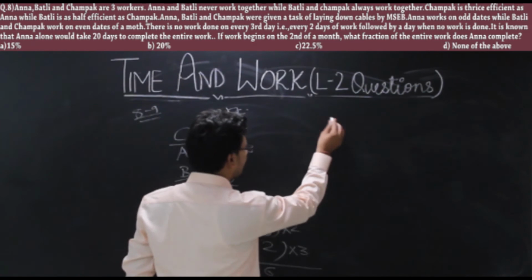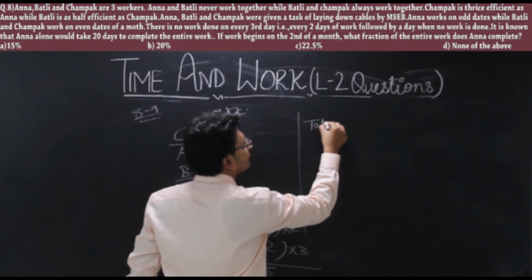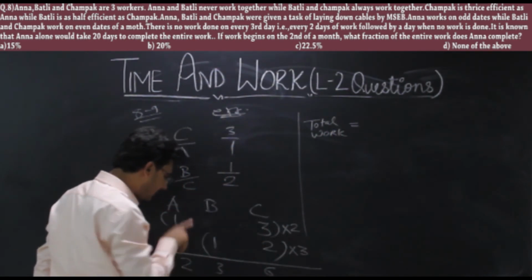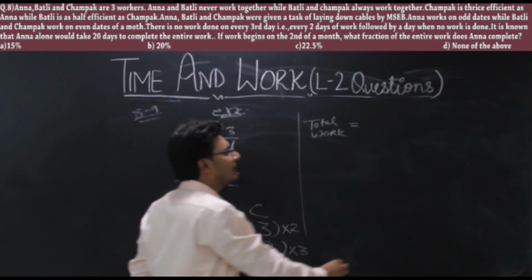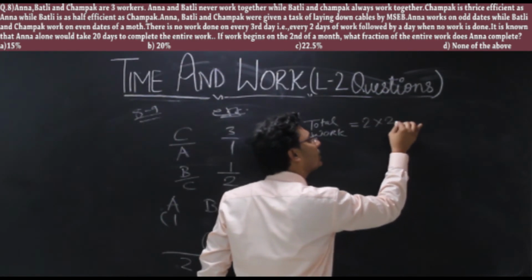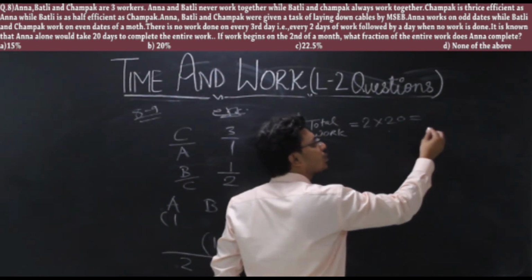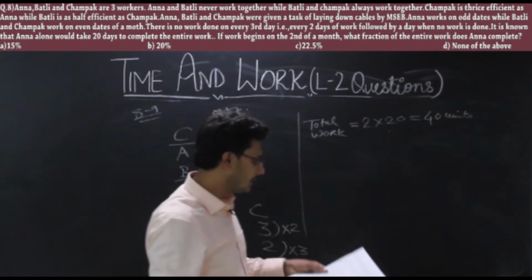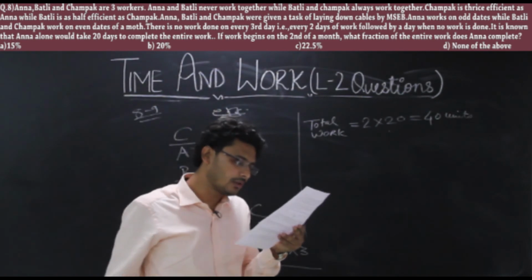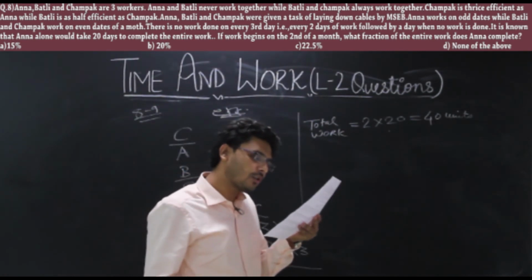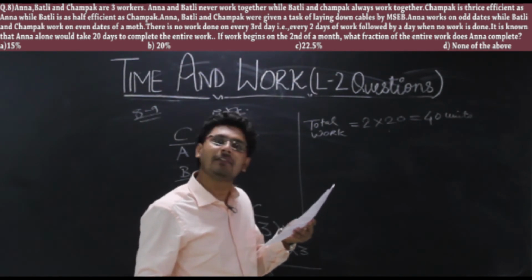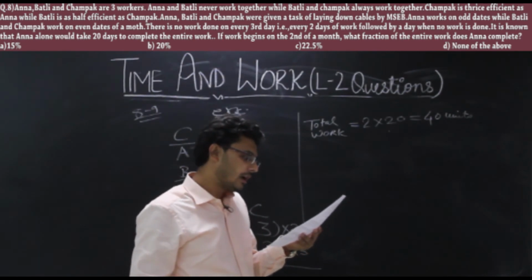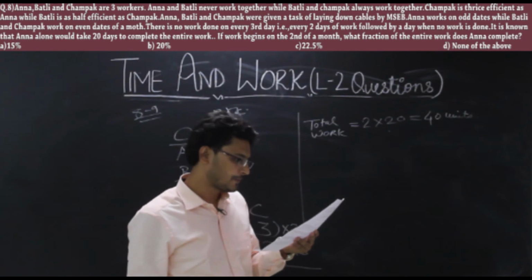So I'll get the total work. What is the total work? As he says, Anna takes 20 days. What is the per day work of Anna? Anna is nothing but 2 units. So in a day she does 2 units, and she continues for 20 days. So the total work is 20 into 2, 40 units. So 40 units of work I need to do. Now he says they got some cable laying work. So Anna works only on odd dates, while Bartley and Champak work on even dates of the month. Also there is no work done every third day. That means after every 2 days they need to rest for 1 day.